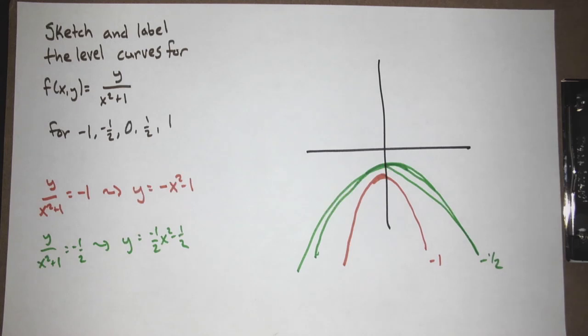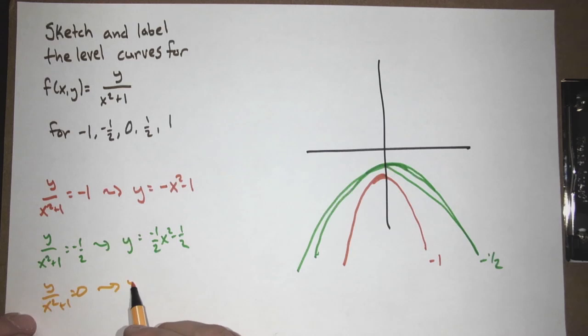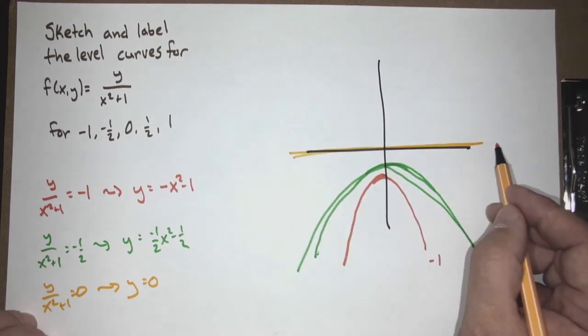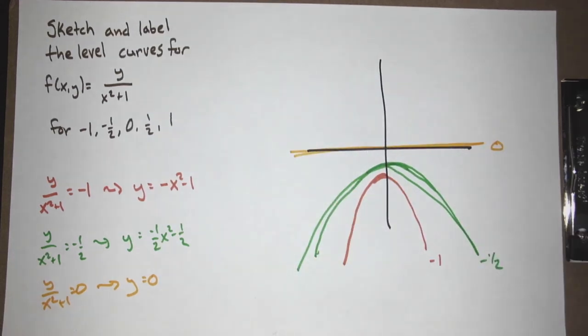What about, say, 0? y over x squared plus 1 equals 0. What does that say about y? 0. What is that? The x-axis. So there's 0.